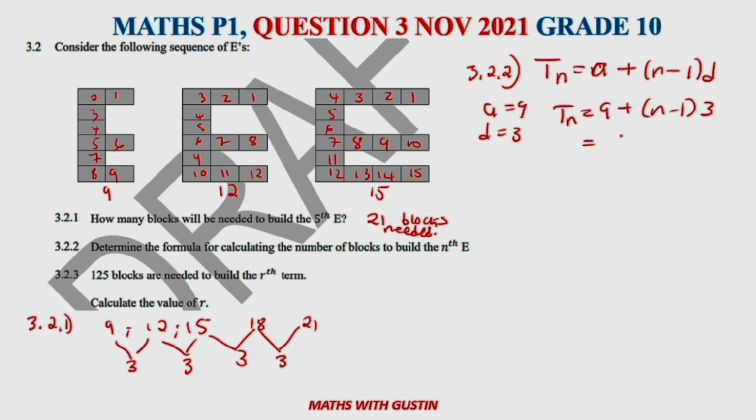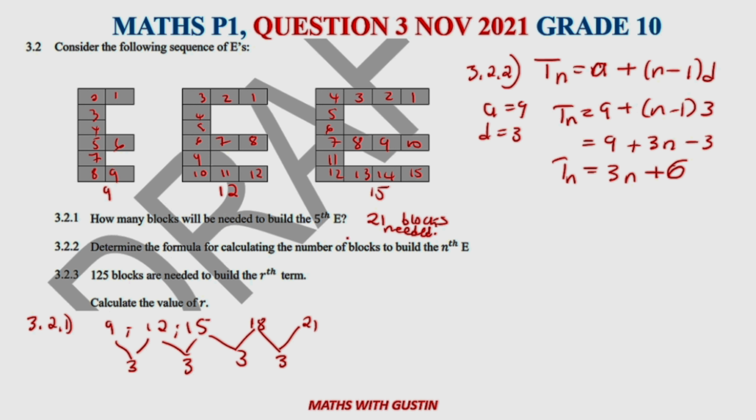Therefore we can substitute them here and say 9 plus n minus 1 times 3. Remove the bracket there. 9 plus 3n minus 3. Therefore we're going to be left with 3n plus 9 minus 3, which is going to give us 6. Okay, there you go. Therefore, that's our Tn right there. Okay, let me check. Didn't make any mistake. Very good. Great stuff.